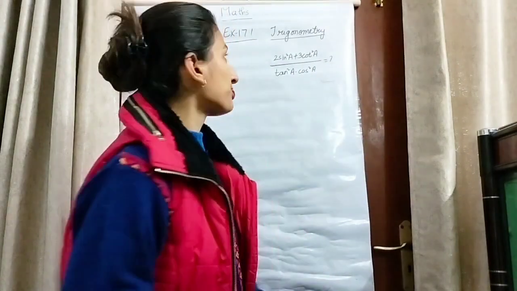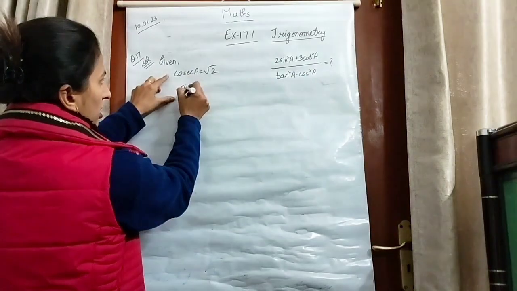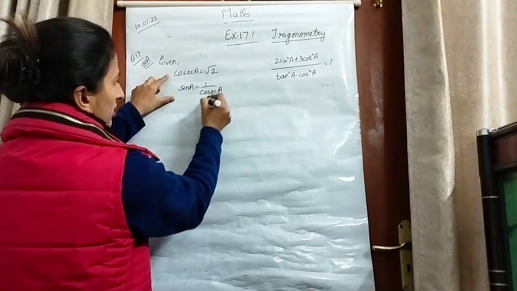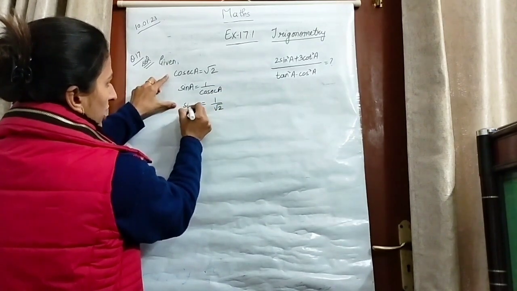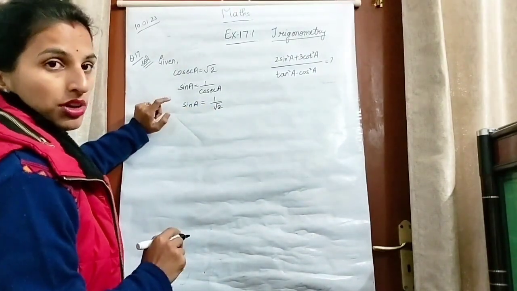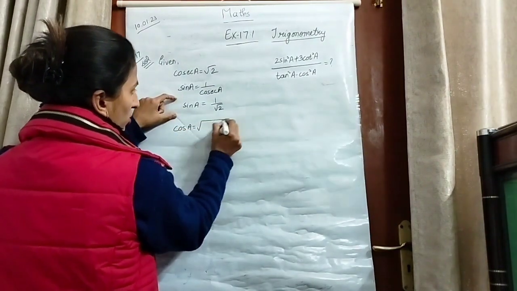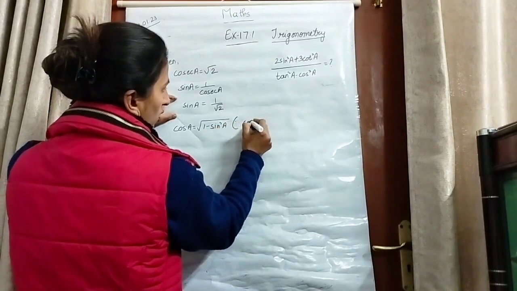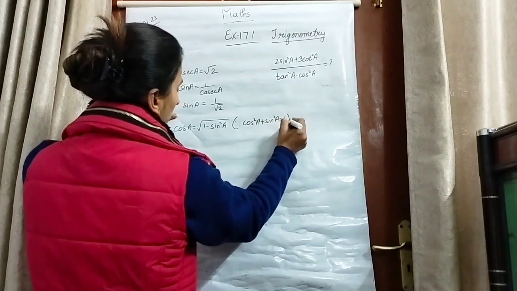So cosec A equals root 2. So I will use the relation sin A equals 1 upon cosec A. Correct? So the value of cosec A is root 2, so the value of sin A is 1 by root 2. Now cos A, the relation between cos and sin, that cos A equals under root 1 minus sin square A. By which relation? Because cos square A plus sin square A equals 1.